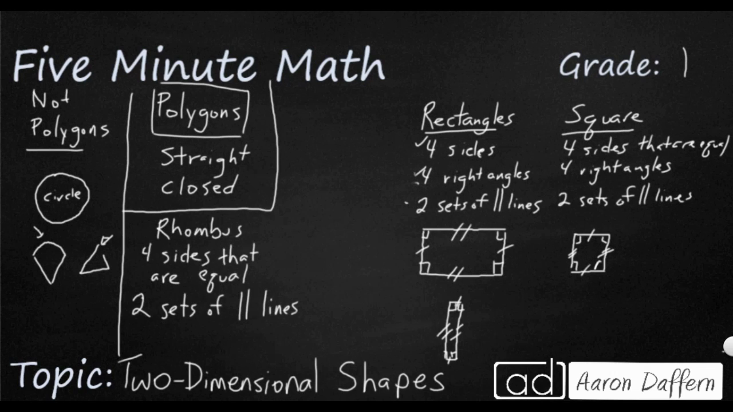Let's finish off with a rhombus. It's got 4 equal sides, just like a square, and it's got 2 sets of parallel lines, also just like a square. And so that's parallel with that. These 2 are parallel as well. So a square is a special type of rhombus because it has 4 equal sides and 2 sets of parallel lines. And a square is a special type of rectangle because it's got 4 right angles and 2 sets of parallel lines.